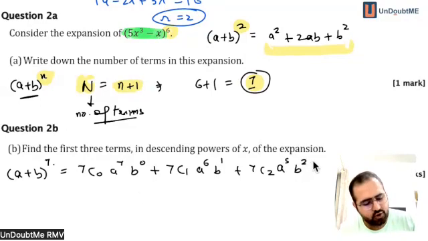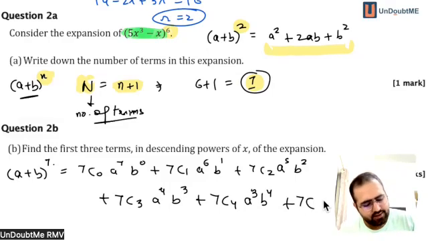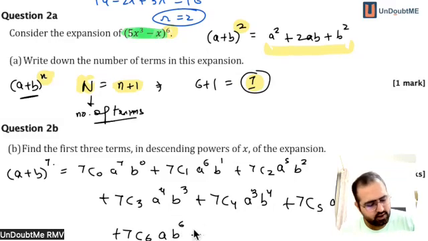Along with me, if anyone wants, please write it down. 7c3, a to the power 4, b to the power 3, then 7c4, a to the power 3, b to the power 4, 7c5, a to the power 2, b to the power 5, 7c6, a to the power 1, b to the power 6, 7c7, a to the power 0, b to the power 7.